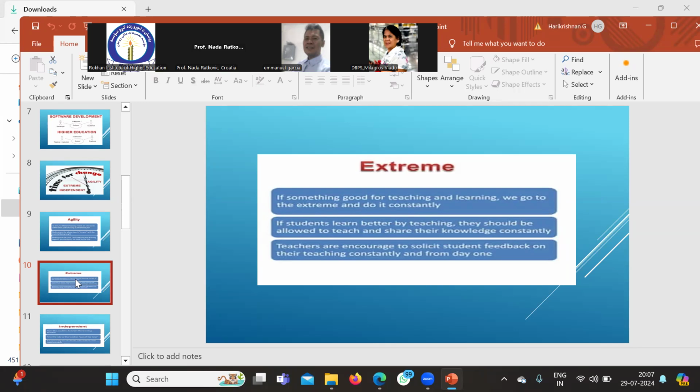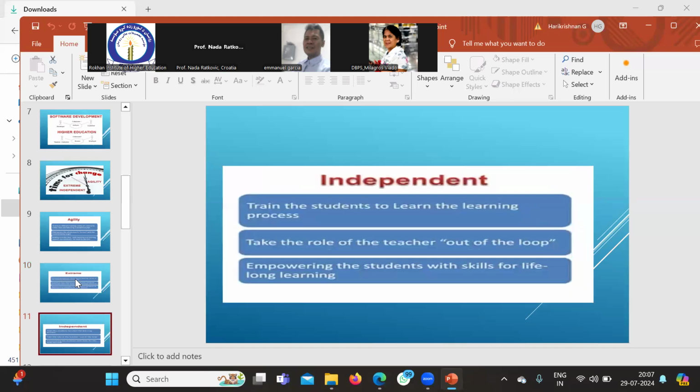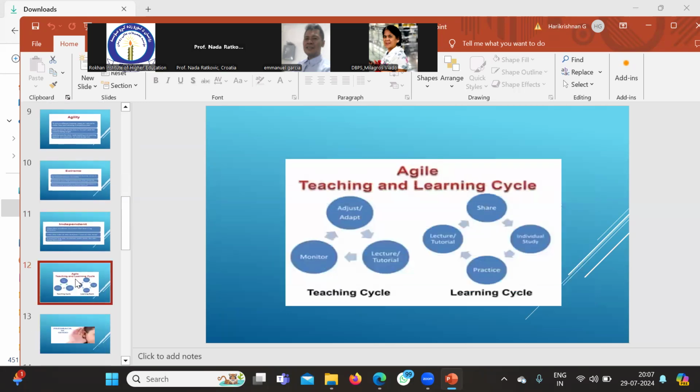This is the last but not the most important thing: feedback should happen. If there are any pitfalls or shortcomings in the methodology, they have to be rectified from day one onwards. And that is the highlight of the philosophy of agile learning. Then that independent part: train the students to learn the learning process, take the role of the teacher out of the loop, empowering the students with skills for lifelong learning.